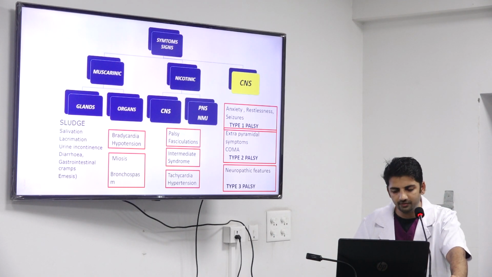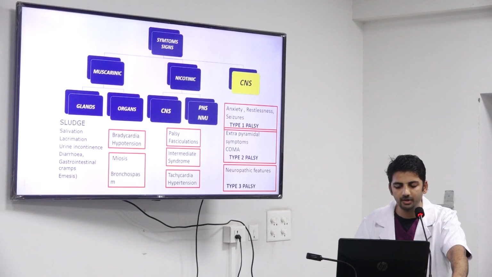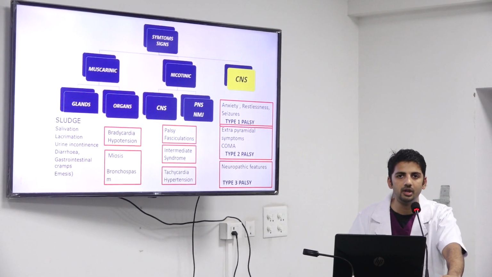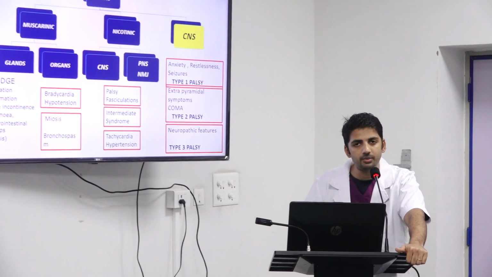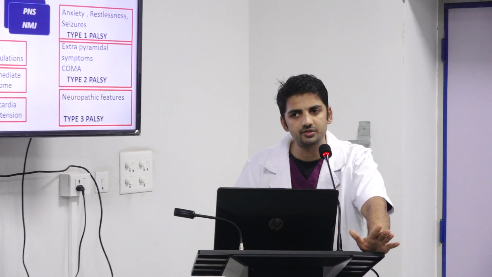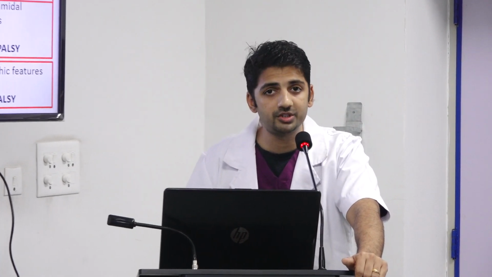After 24 hours till 2 weeks, the patient can develop type 2 palsy because of persisting nicotinic symptoms, characterized by extrapyramidal symptoms, fasciculations, tremors, and proximal muscle weakness, ocular muscle weakness, neck muscle weakness, and respiratory muscle weakness. This type 2 palsy troubles us a lot in ICU patients because it becomes difficult for us to wean them off the ventilator. Type 2 palsy is typically seen in intermediate syndrome patients.